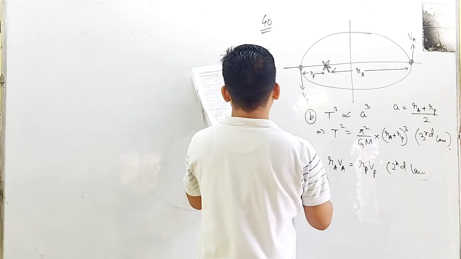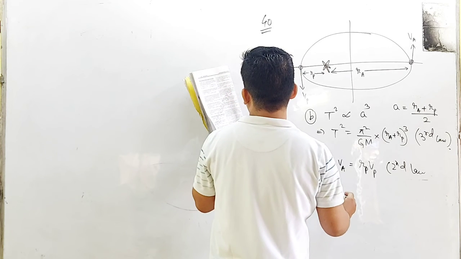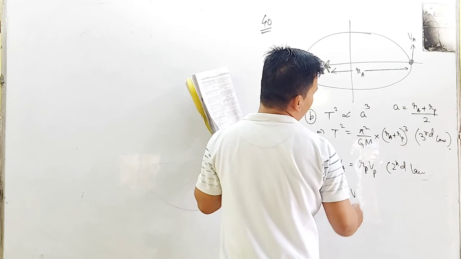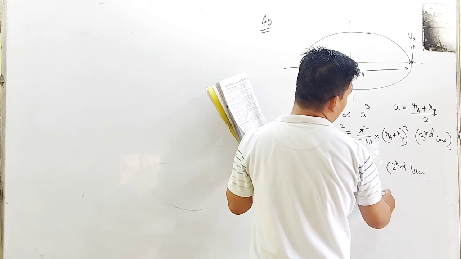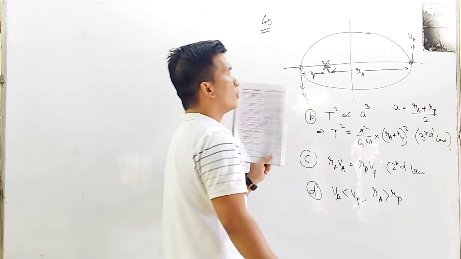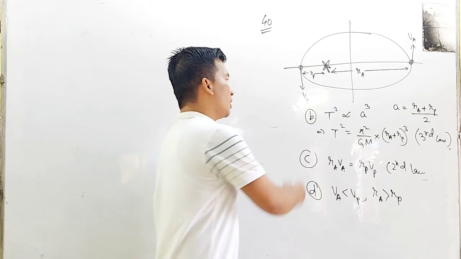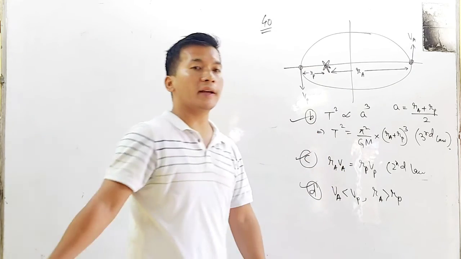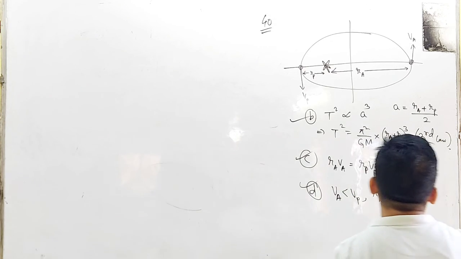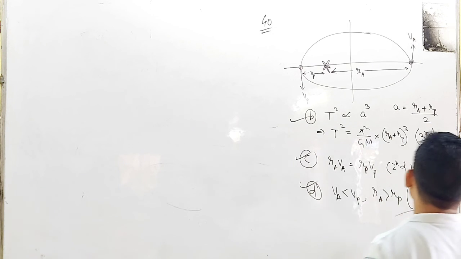Next, statement number D: VA is less than VP. Why? Because RA is greater than RP. The nearer the distance, the higher the speed. Is it understood, bro? So B, C, D would be correct. This is also the mathematical interpretation of the second law.